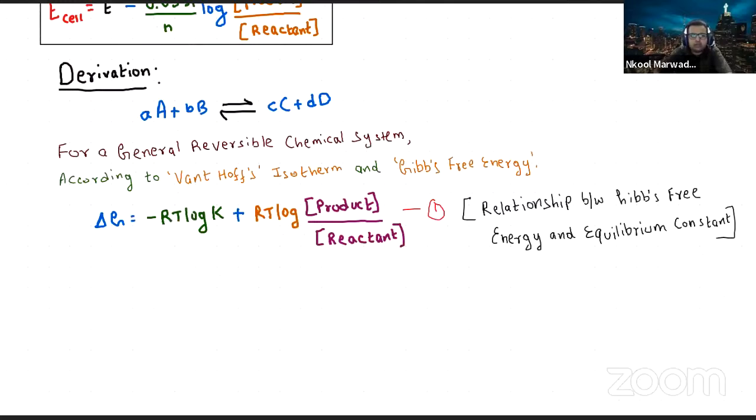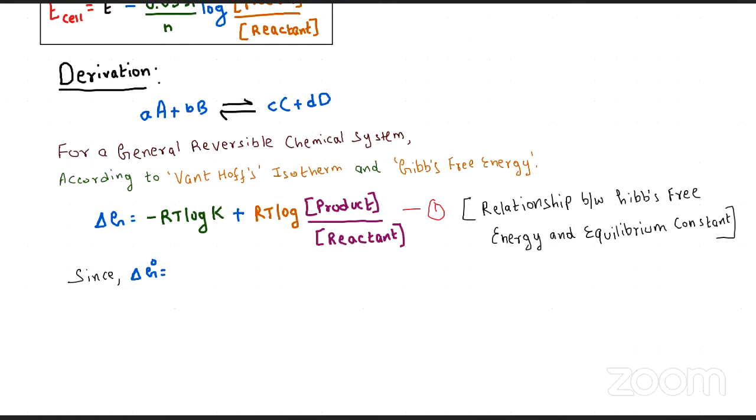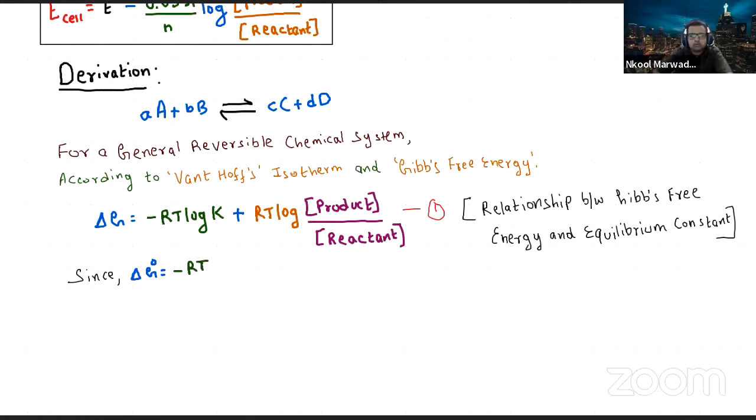Now we also know that delta G naught, the standard Gibbs free energy, is equal to minus RT log K. So in the main equation one, we can substitute minus RT log K with delta G naught. So this is the second equation.